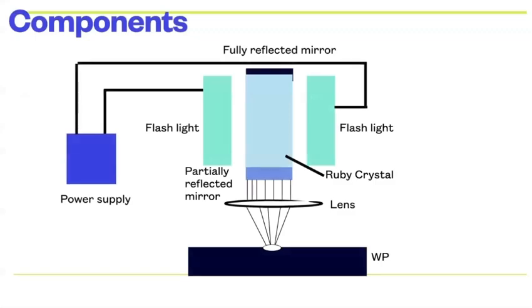Components of laser beam machining. It contains a power source, flash lamp, lasing medium, and lens.